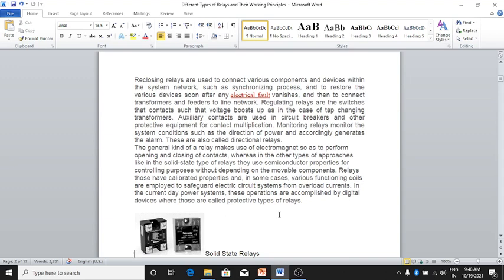Which relays are called directional relays? Okay, what happened in that? Auxiliary contacts are used in circuit breakers and other protective equipment for contact multiplication. Monitoring relays monitor the system condition such as the direction of power and accordingly generate the alarm.